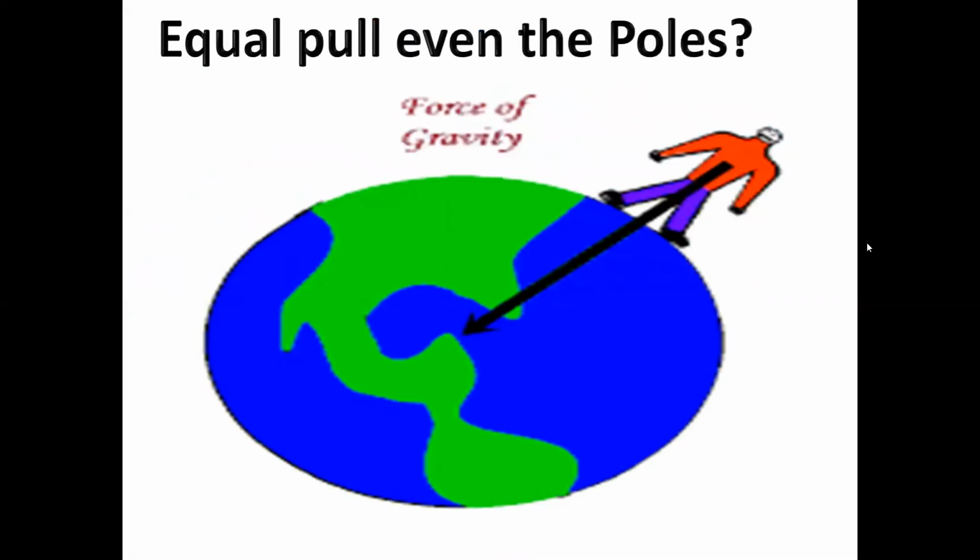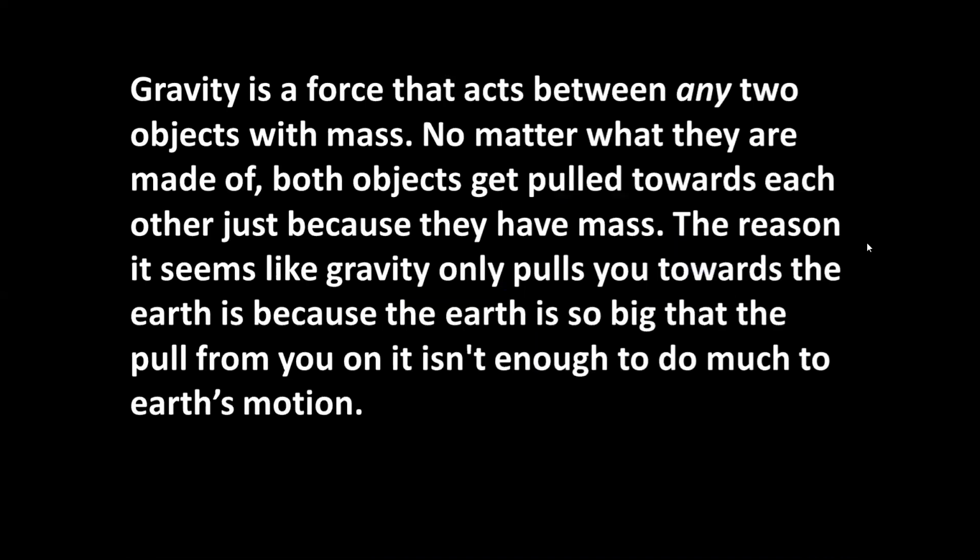So no matter where you are on this planet, there is an equal pull no matter where you are. That's the force of gravity. Gravity is a force that acts between any two objects with mass, no matter what they are made of. Both objects get pulled towards each other just because they have mass. The reason it seems like gravity only pulls you towards the Earth is because the Earth is so big that the pull from you on it isn't enough to do much to the Earth's motion. The planet is just so large. A lot of people don't think about that.